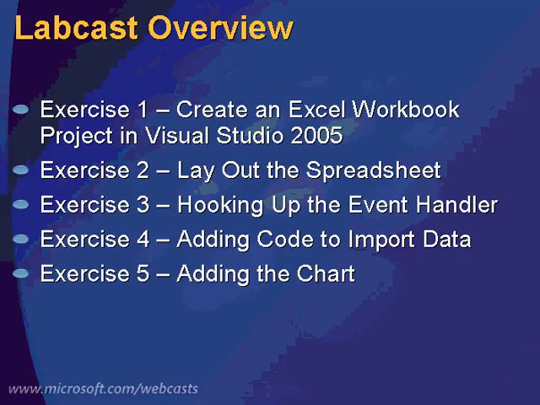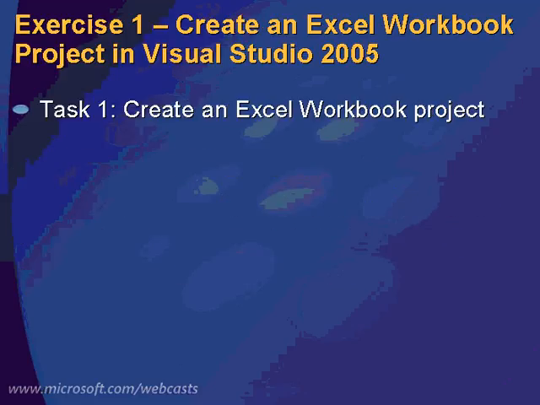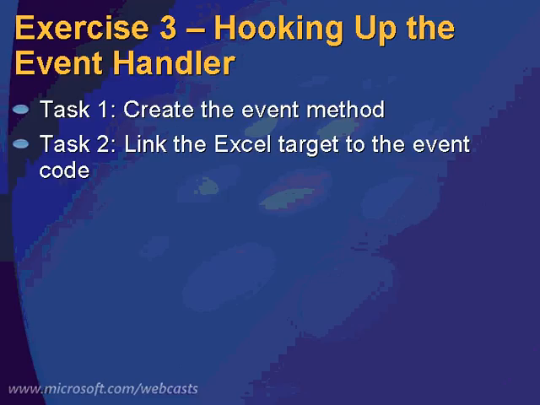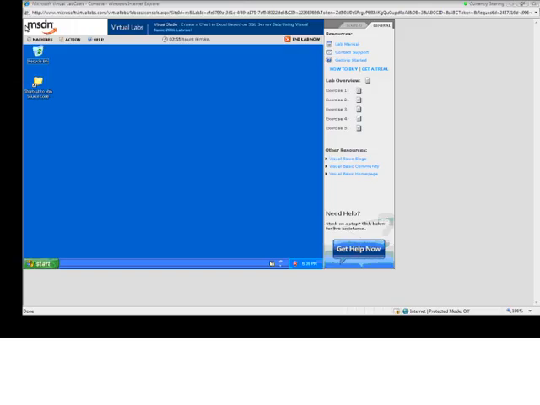So let's go ahead and look at exercise 1. Exercise 1 is to create an Excel workbook project. Exercise 2, insert a hyperlink in the Excel document. And so it's pretty simple. Exercise 3 has 2 tasks. First task, create the event method. Second task, link the Excel target to the event code. So, as you can see, now I am sharing my desktop.